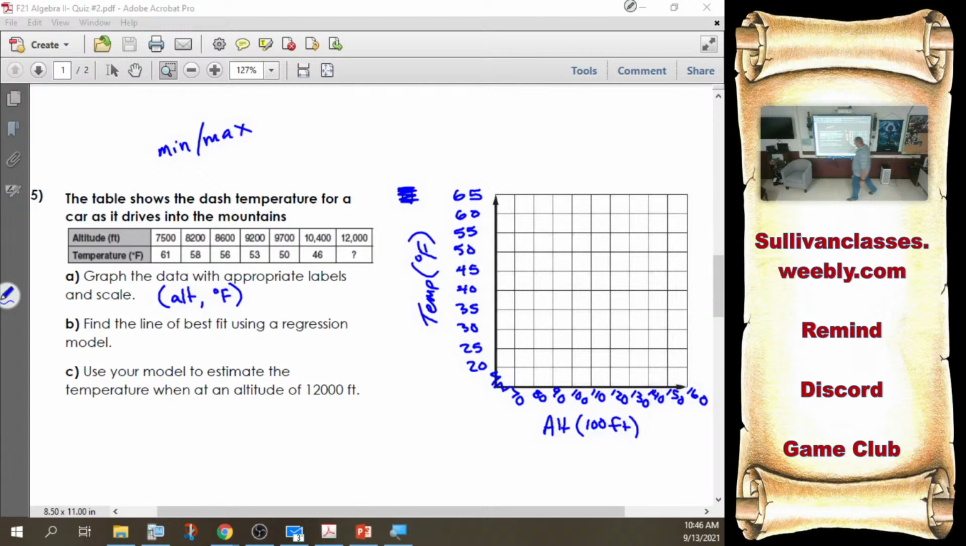Okay? Find the line of best fit using, oh wait, I got to put all my data in here. 7,500, plot points, 61, right about, yeah. 8,200 and 58, about. 8,600 and 56. 9,200, 53. 9,750. 10,446. And 12,000 question mark. I think that looks about like a line to me. In fact, that looks pretty good.